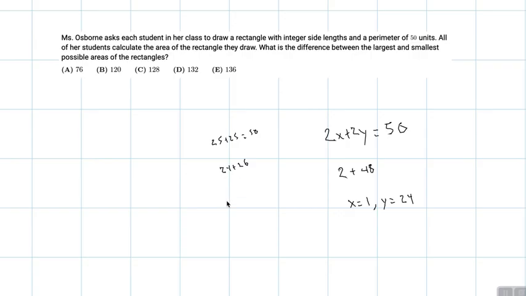You do 2 times, in this case, x would be equal to 12, y would be equal to 13. And 12 times 13 is 156. So the closer these numbers are, that's going to maximize the area. So I believe it's 156 minus 24. Yeah, which is going to be 132. Answer choice D.